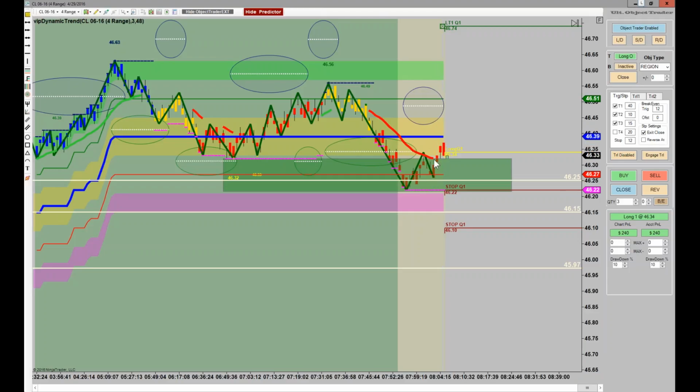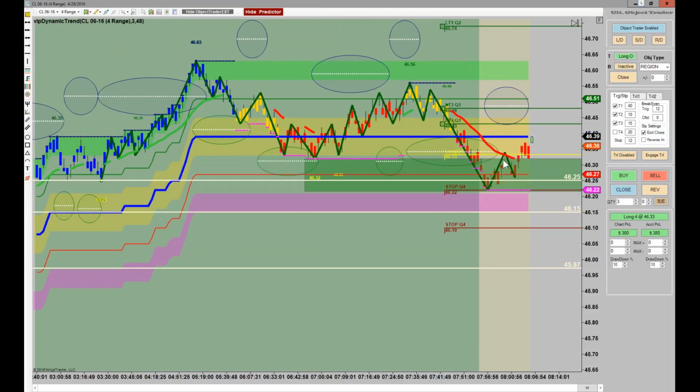There's your little thrust up, and it needs to come right back down to there. See it right there? Right on top of that swing. And I just bought 3 more. See why I did that? Because it busted up above my swing.